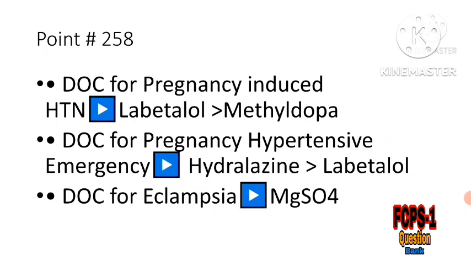So drug of choice for pregnancy-induced hypertension is labetalol and methyldopa. Both are drug of choice in pregnancy-induced hypertension, or hypertension in pregnancy. So labetalol is chosen as first line over the methyldopa. Drug of choice for the pregnancy-induced hypertensive emergency is the hydralazine. If it is not present in the option, then choose labetalol, because both these, hydralazine and labetalol, are present in infusion form. Drug of choice for eclampsia is magnesium sulfate, MgSO4.